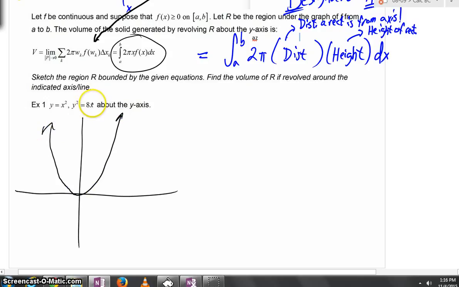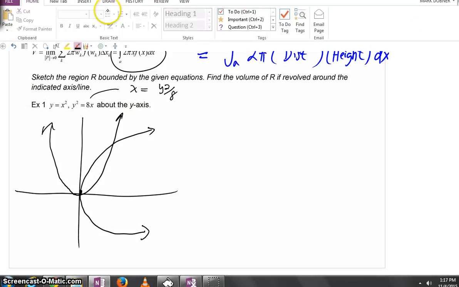y squared equals 8x, or another way to look at that would be x equals y squared over 8 if you'd rather. What kind of a shape is that? A parabola opening what direction? To the right. And you might guess that we're still centered at the origin. In fact, we are. And it wouldn't take you too long, I hope, to be able to see that this is in fact the region that we have.